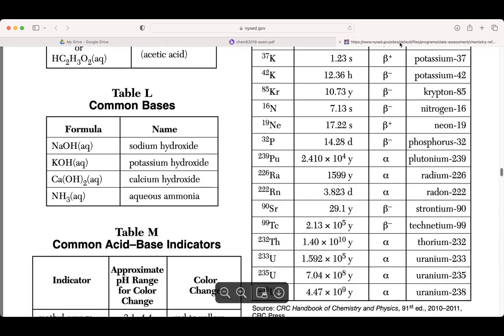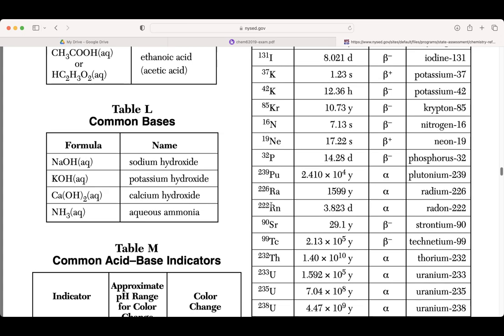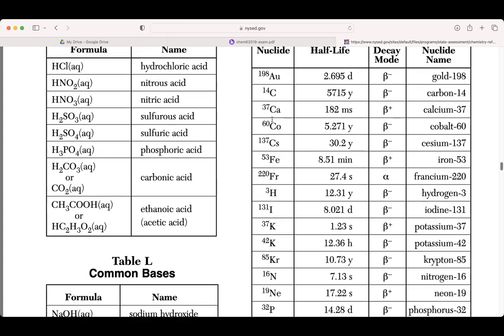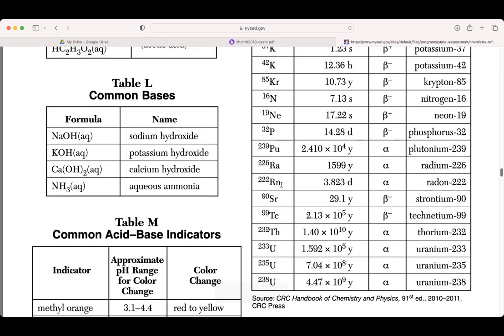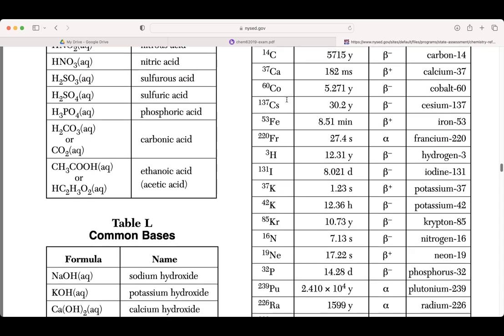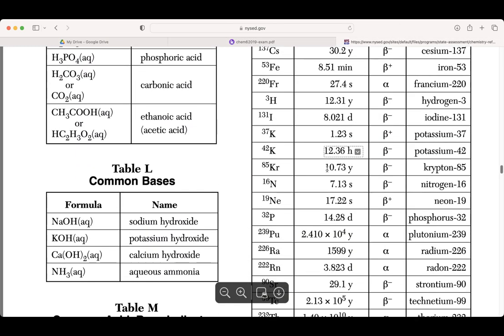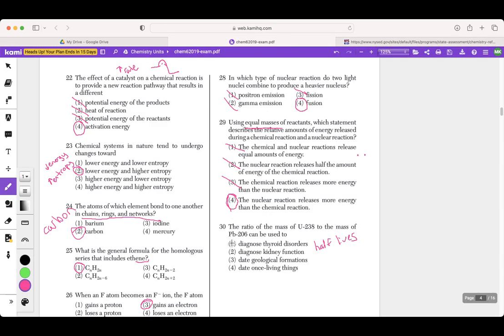Pb, lead-206. Let's take a look. Well, I do not see it on our list. So the question is, what do I do at that point? Well, they're both being put into the same category. I can't use it to diagnose thyroid disorders because the half-life is way too long for uranium-238, just way too long. So I'm going to cross that out.